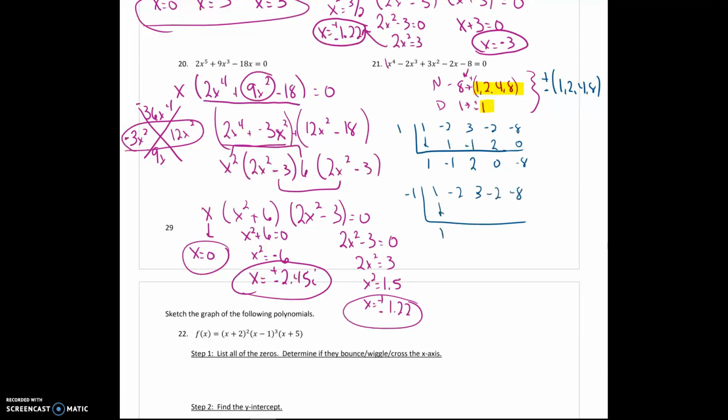All right, so bringing down the 1, I multiply, starting to get a little different results. Just adding and multiplying as I go through. All right, so this set did work.